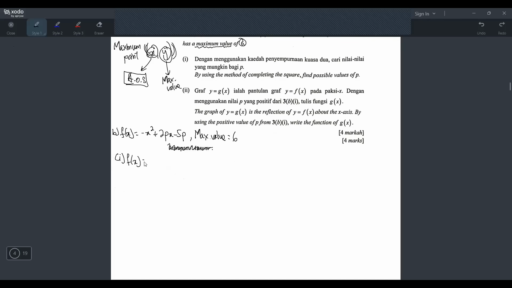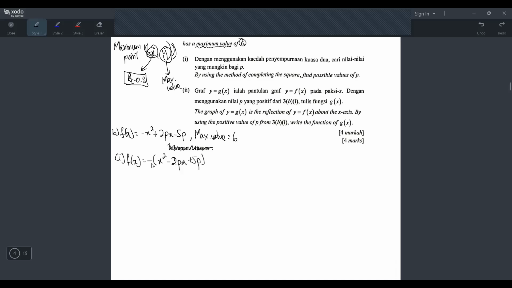First thing first, a must be positive 1. If a is not positive 1, you cannot complete the square. So the negative, I will just take it out. What happens when you take it out is everything will be divided by negative 1. Divide by negative 1 means you just change the sign. So minus 2p becomes plus 2p, minus 5p becomes plus 5p. All right, and don't forget the negative, you have to write in front like this.